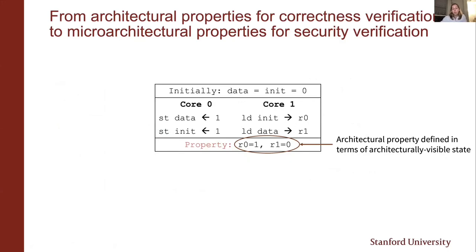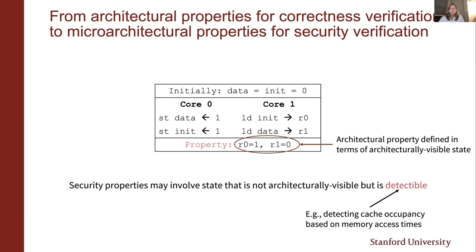So in the MuHB graph example and in TriCheck, the properties we were trying to evaluate are correctness properties. Since program correctness involves correctness of software observable program state, these correctness properties were defined in terms of the architectural state of the program. MuHB graphs were then used to analyze hardware executions capable of producing particular architectural behaviors. On the other hand, security properties may involve state that is not architecturally visible, but rather is simply detectable, for example, via a simple side channel attack.